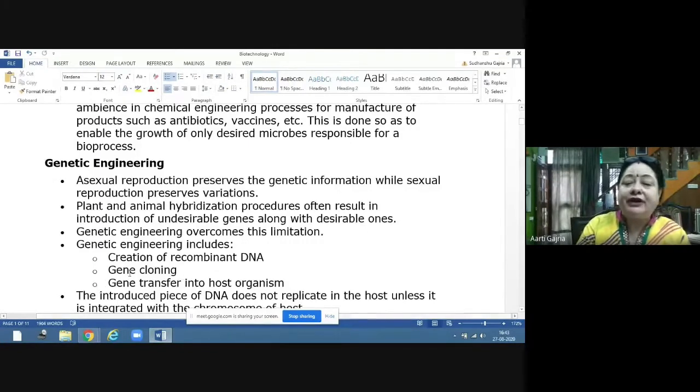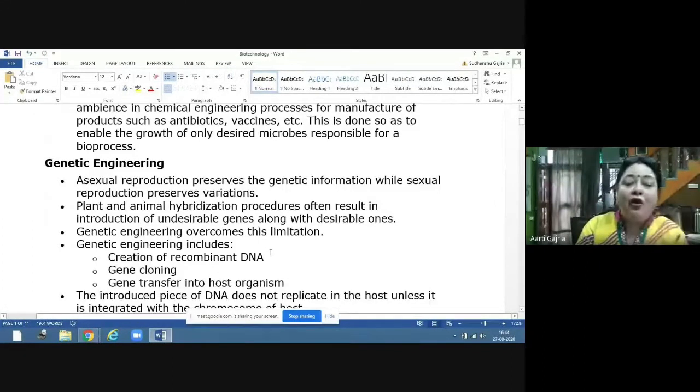Plant and animal hybridization procedures often result in the introduction of undesirable genes. I gave you the example of that tomato. That is the simplest example, because in hybridization, along with desirable genes, there are very bright chances that we can also introduce undesirable genes, because we are not separating the genes. We are taking the whole plant or whole animal and crossbreeding them. So that may result in the introduction of undesirable as well as desirable genes. Now, genetic engineering is overcoming this limitation.